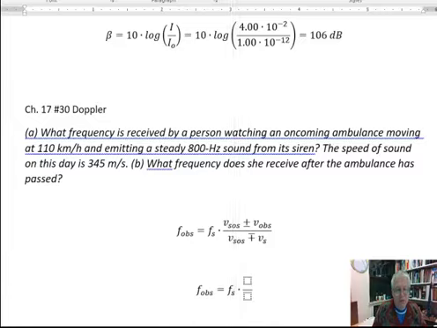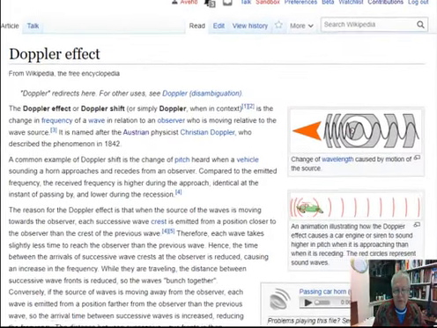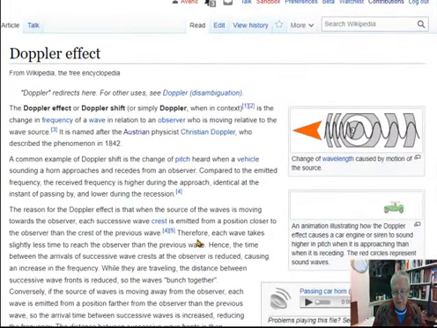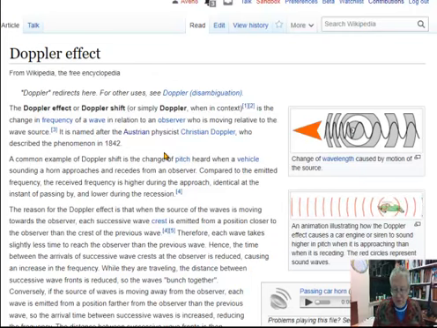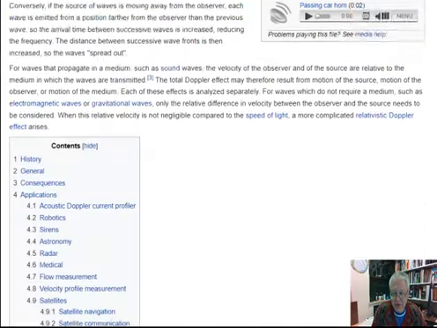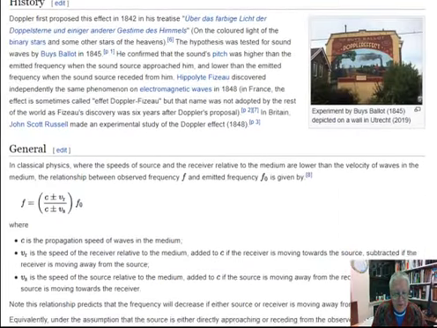All right, the next problem is about the Doppler effect. So I pulled this one up here on Wikipedia, and here in this little animation, maybe you can see that. As the car is going toward wherever you're going, the wavelengths get shorter, which means the frequency gets higher, and when you're moving away from something, the wavelength gets longer and the frequency gets lower.